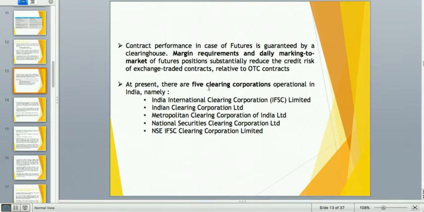Then they're saying that there are five clearing corporations operational in India. You would know again what the objective of the clearing corporation is. They are guaranteeing that the default risk does not happen. That's what they are doing in there. All right.